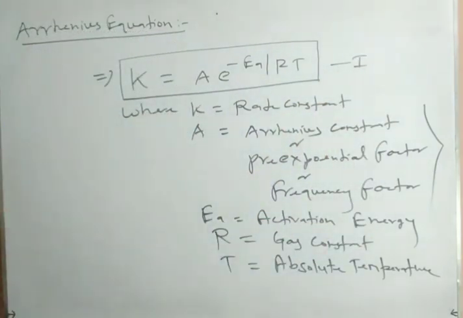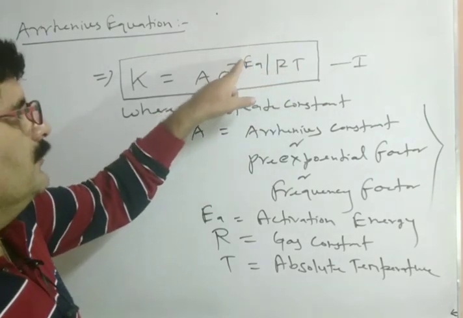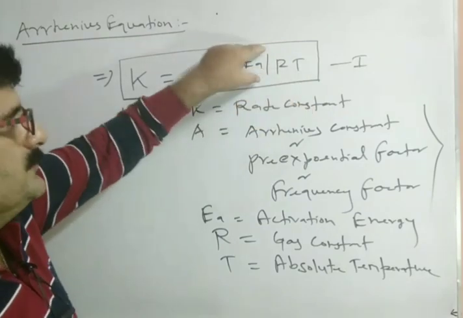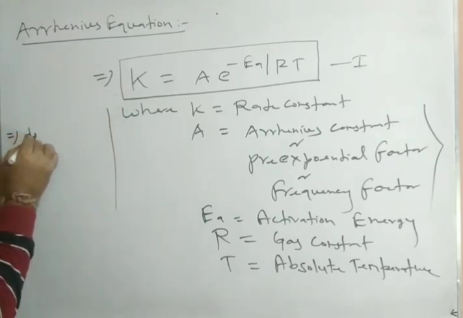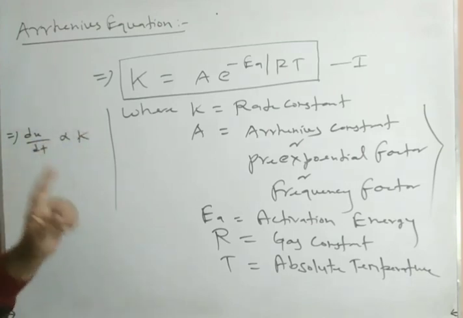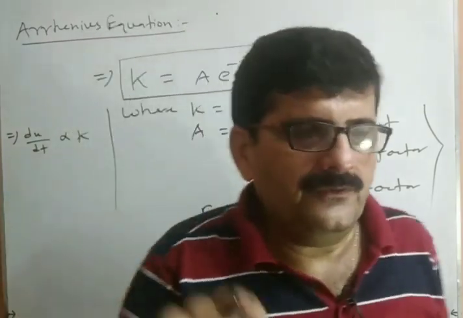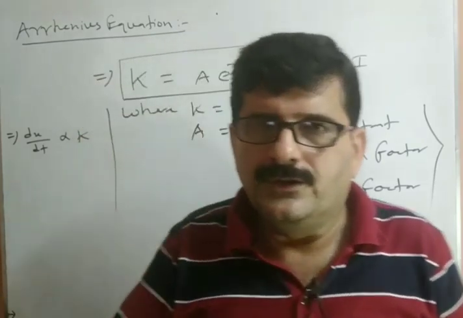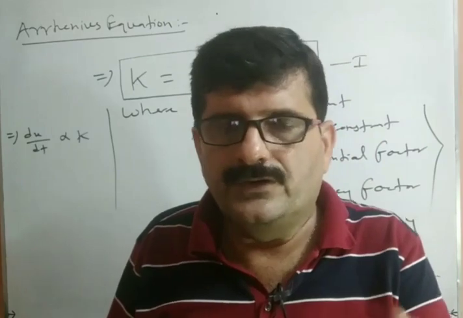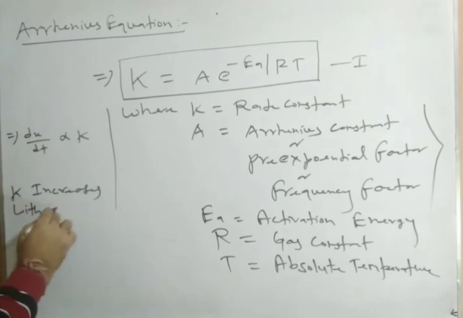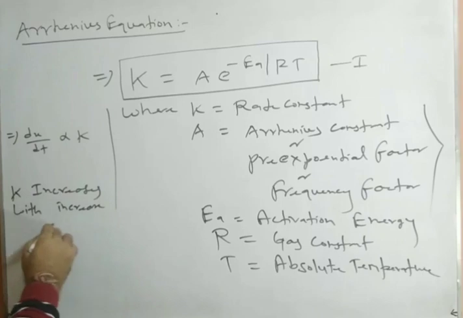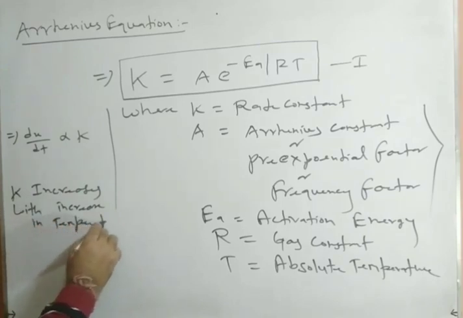From equation first, it is clear that when T increases, the overall term Ea/RT decreases. If this term decreases, it means what? k increases. And we know that dx/dt is directly proportional to k. That is, the rate of reaction is directly proportional to the rate constant. That's why the rate of reaction increases with the variation of temperature. So we can write k increases with increase in temperature.